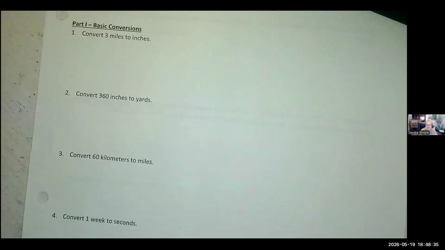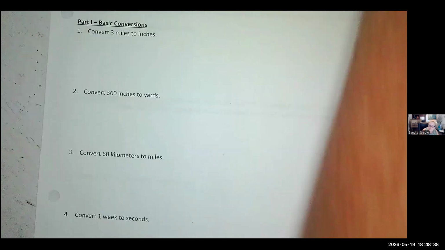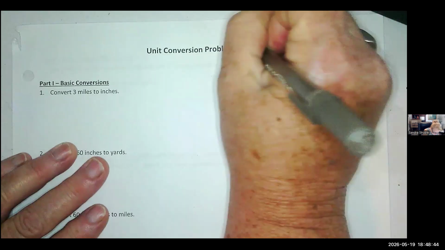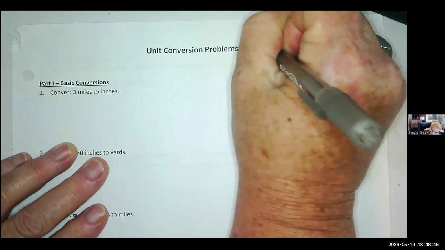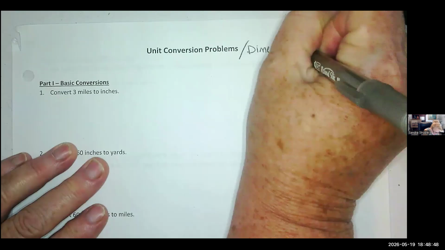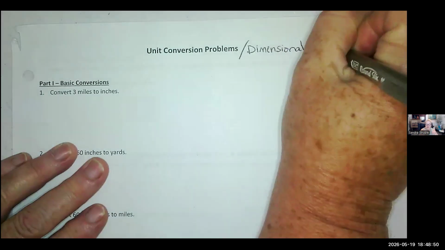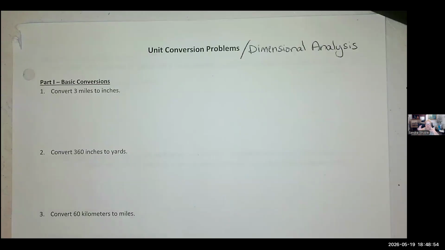All right. So starting with the unit conversion problems. You may hear it being referred to as dimensional analysis. Same concept. It's taking unit conversion, and it might not just be one for one. You might have to convert multiple things across the board. So here's how I would begin.